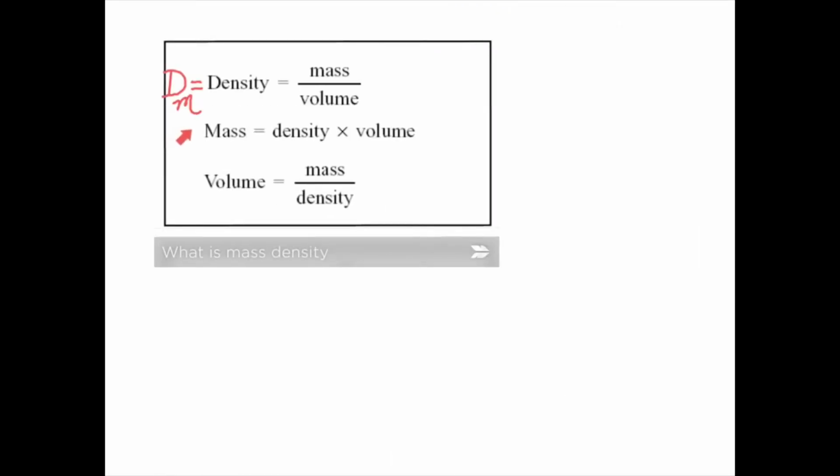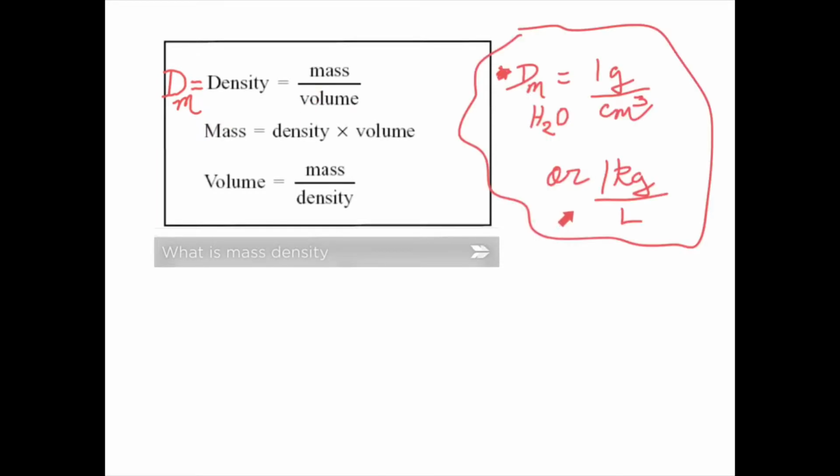Mass density is mass divided by volume. Since 1 liter of water has a mass of a kilogram, this tells us that the mass density of water is 1 kilogram per liter.